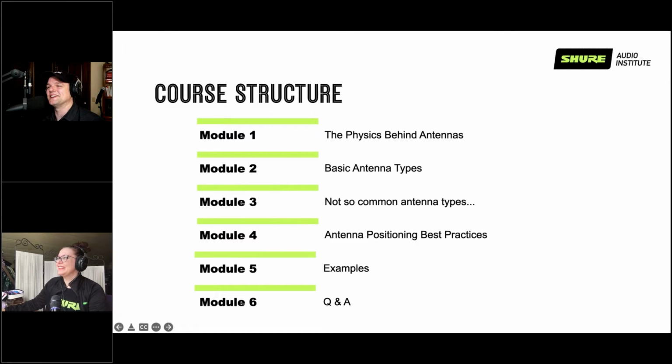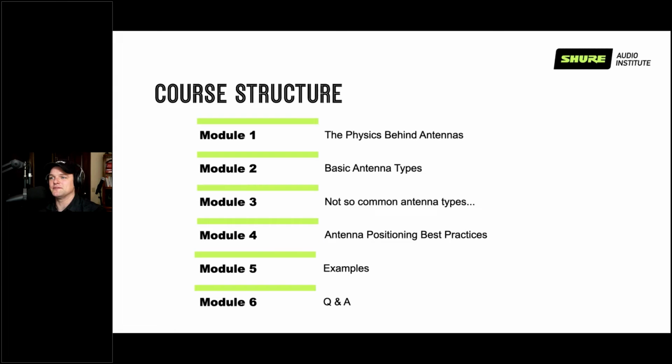Hey, thanks for that. Okay, so we have a lot to talk about and not enough time to do it, like normal. Let's just go over what we're going to talk about. First, we're going to cover the physics behind the antennas briefly. We're going to go over basic antenna types that you've probably seen or used or are interested in using. We're going to look at some not so common antenna types. We're going to talk a little bit about positioning and best practices. So if you do decide you choose one of the antennas we talk about today, you have an idea of how to use it the best. And then we'll go over some examples and then hopefully have time for questions at the end.